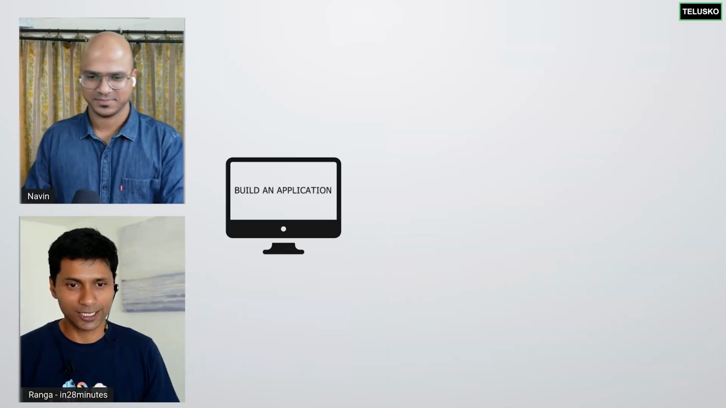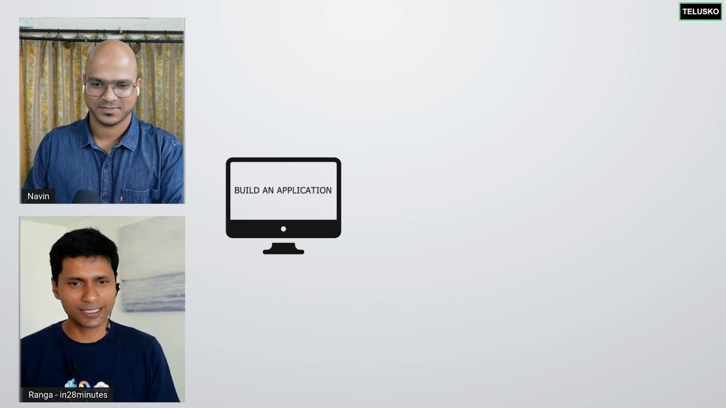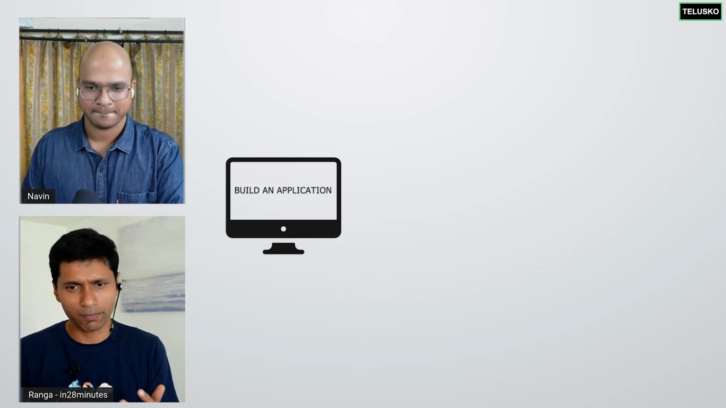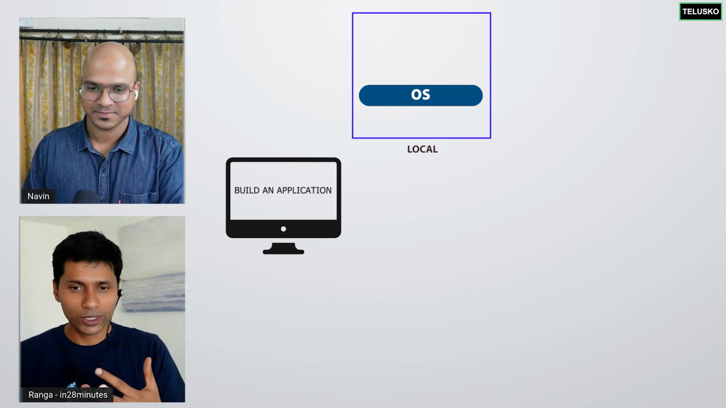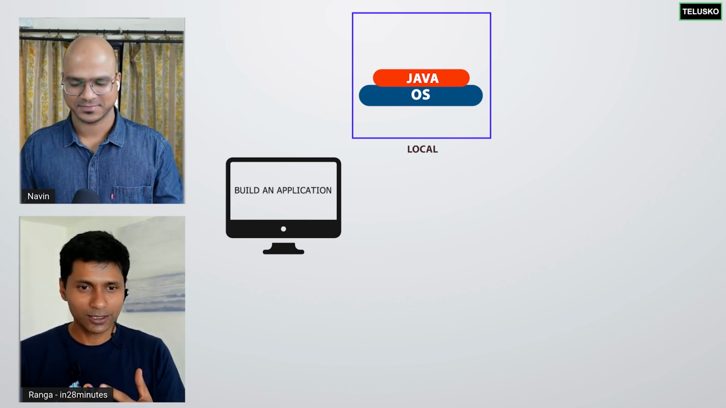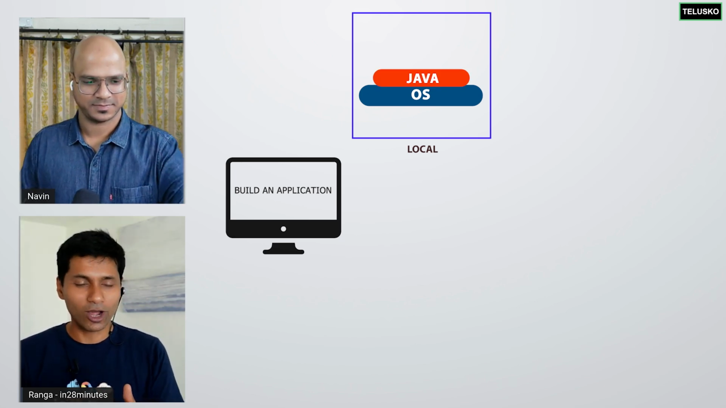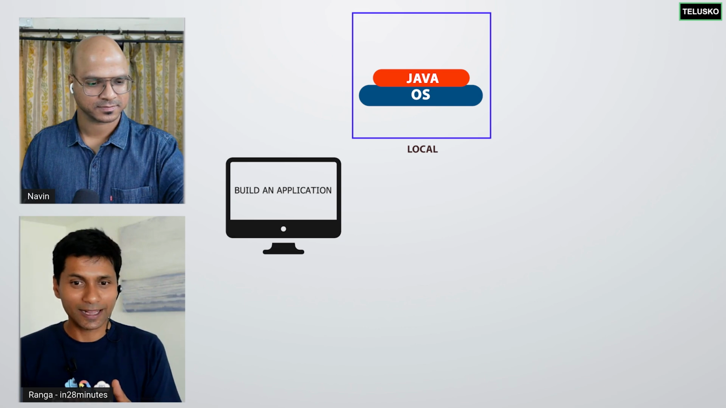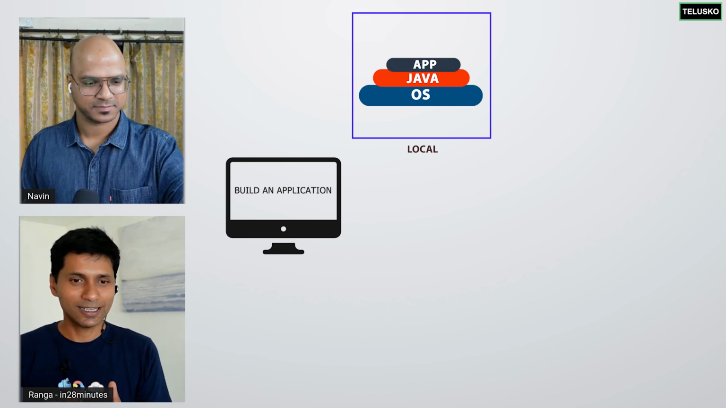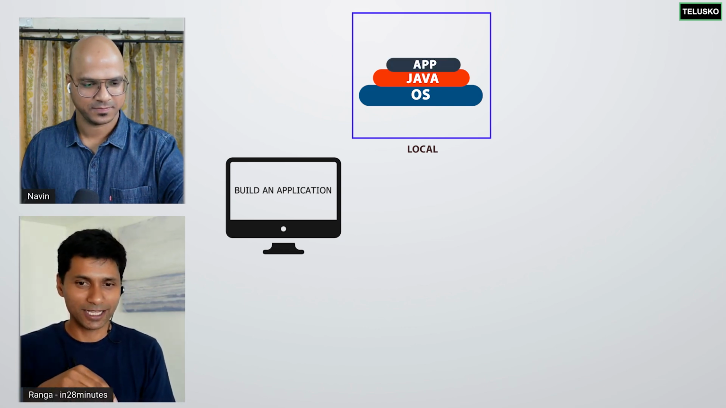Earlier, let's say I would want to build an application on my local machine. What would I do? Let's take an example of a Java application or a Python application. First, I would need to have the OS. Then I would need to install Java. Then probably I would need to configure a few things, and then install my application and configure a few settings on the application.